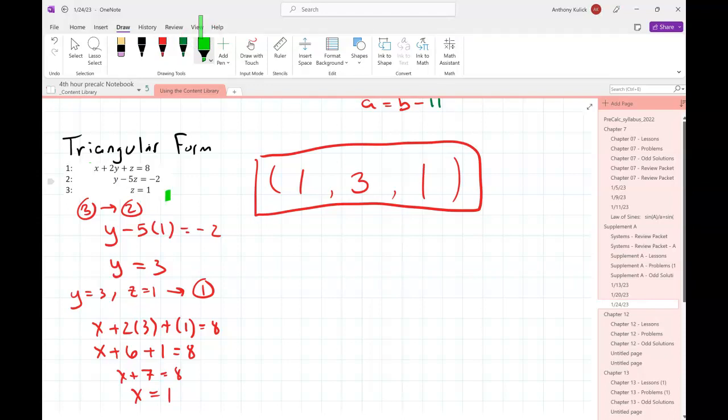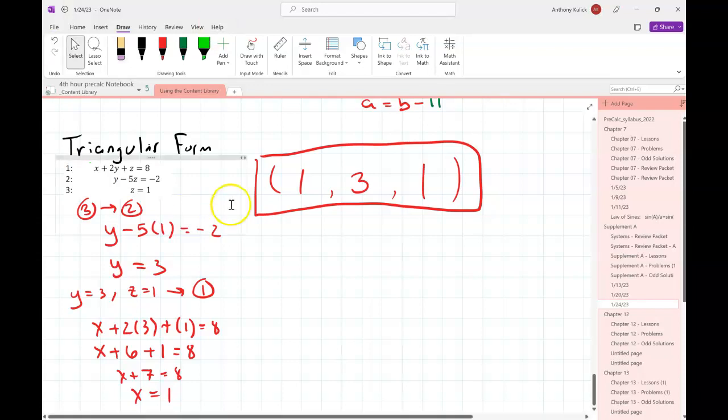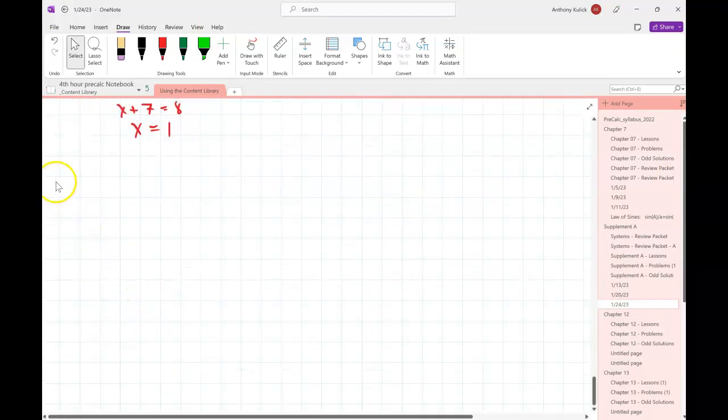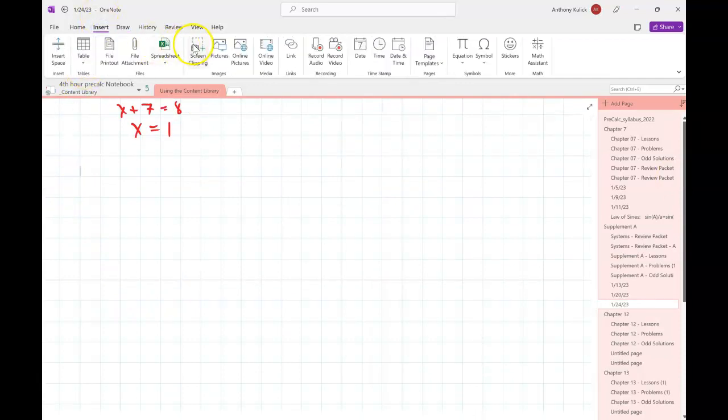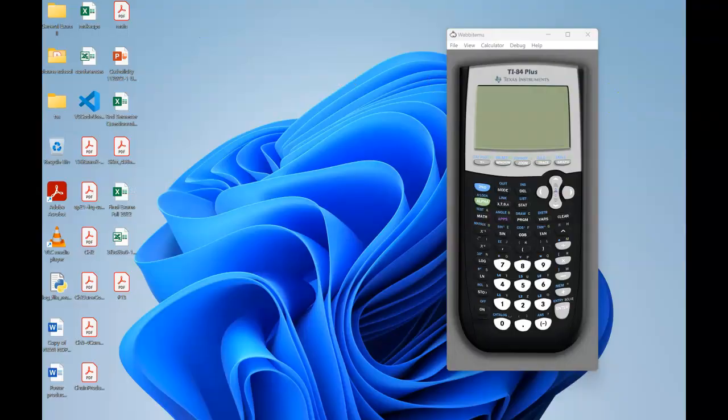Mr. Kulik, how come we haven't been doing that the whole time? Well, it's because getting something actually in the triangular form is not that easy. But once you've got it there, solving is a breeze, right? Let me show you guys how we go about getting a system in the triangular form. And then I've got some good news for you after we do that.